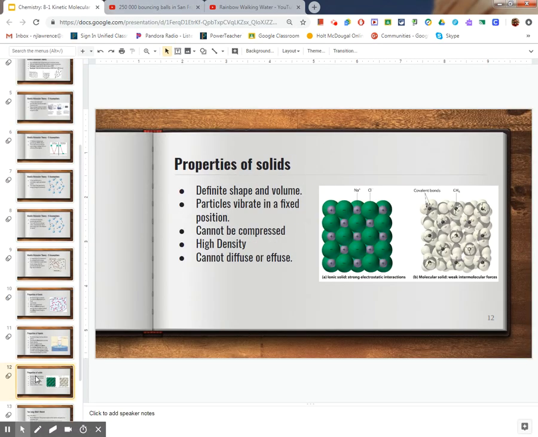And then finally, we have our solids. Solids have definite shape and volume. They do have movement, but that movement is in the shape of a vibration in a fixed position. They can't be compressed. Now, again, if we had enough machinery, we could compress things, but really they cannot be compressed in the way we're going to describe it in this class. They have a higher density than the liquids and gases. They cannot diffuse or effuse. They just sit there and vibrate back and forth.